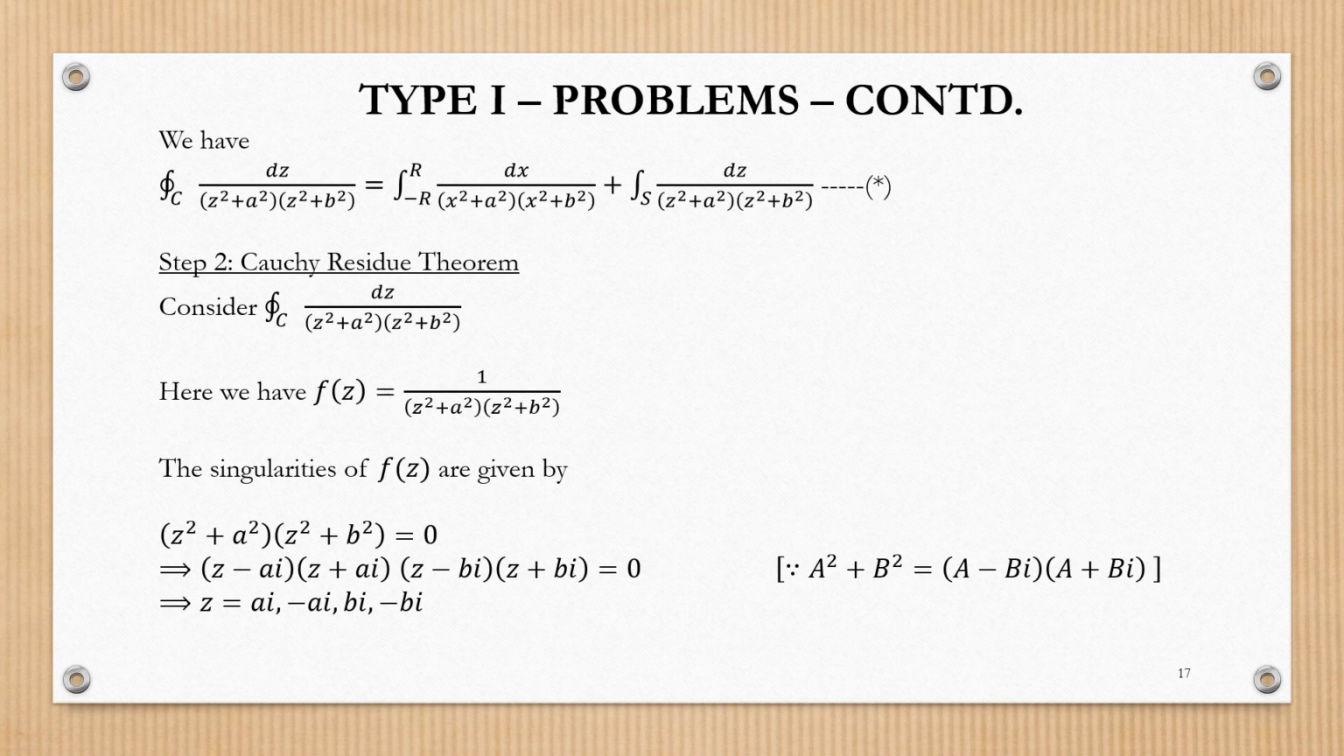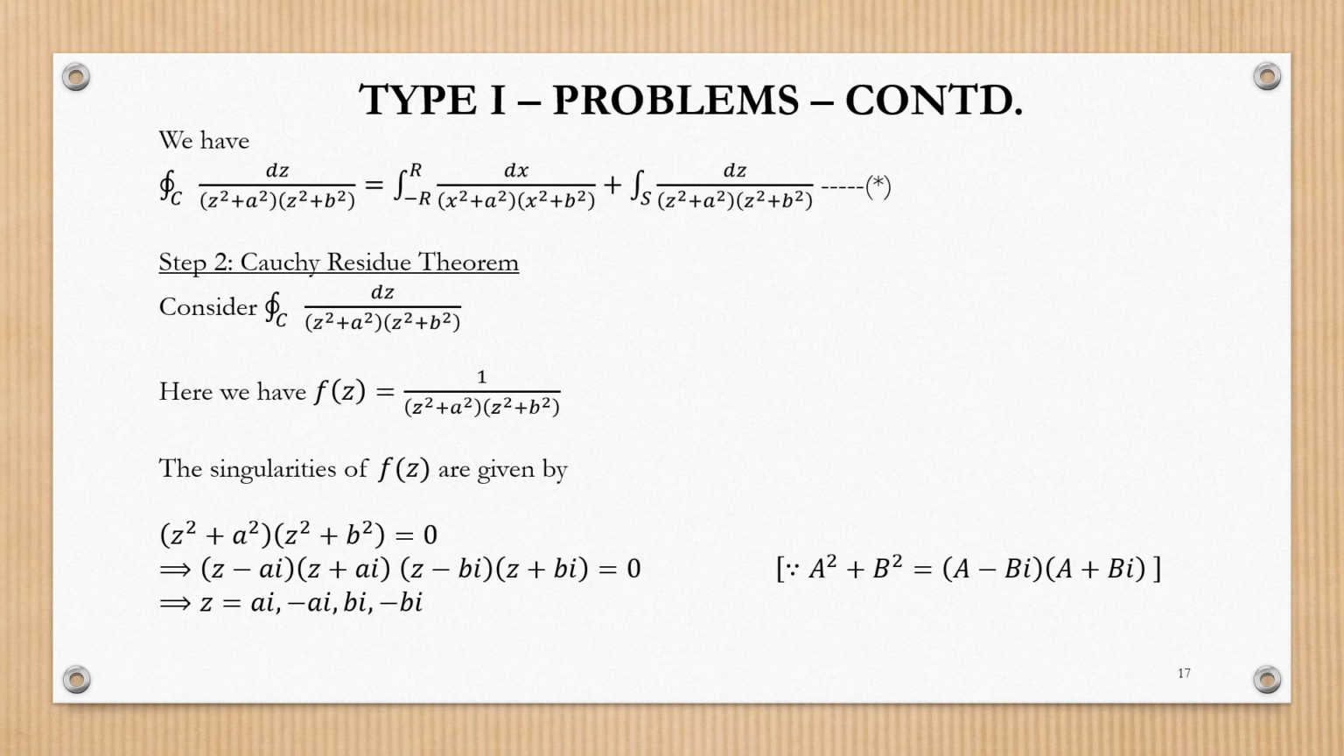Now, what is a closed contour made of? Two parts, the upper semicircle S and the real axis from minus r to r, which means the integration over C can be broken into integration over minus r to plus r and integration over S, which is what has been represented in equation star. In step number 2, we will apply the Cauchy residue theorem.